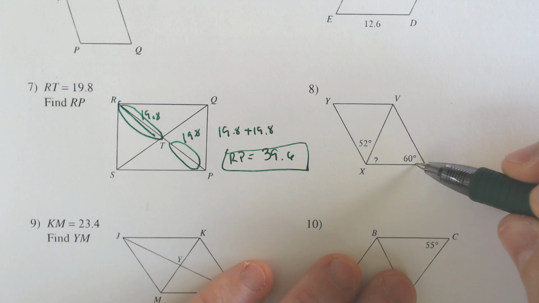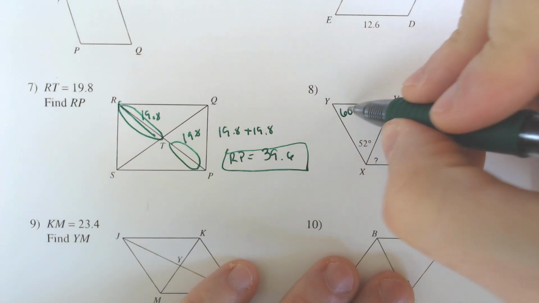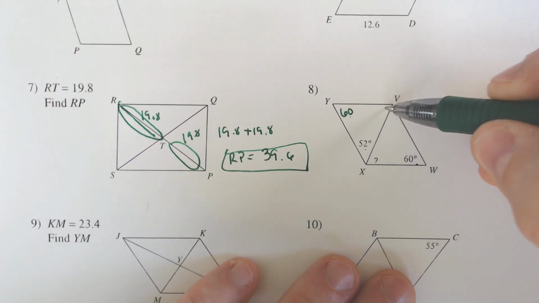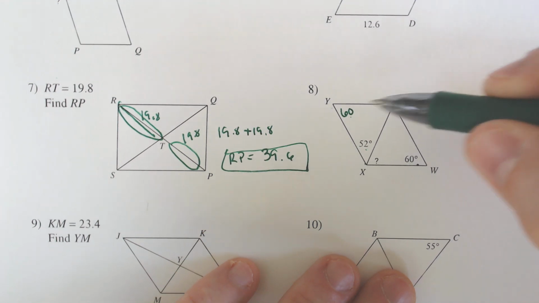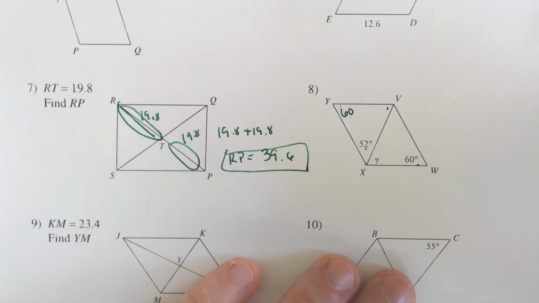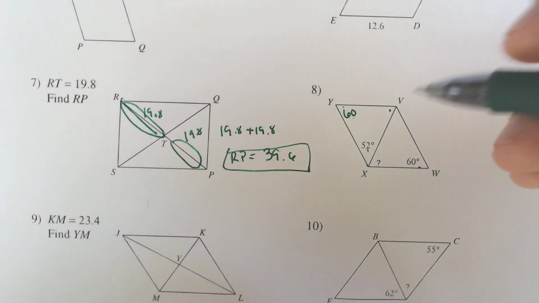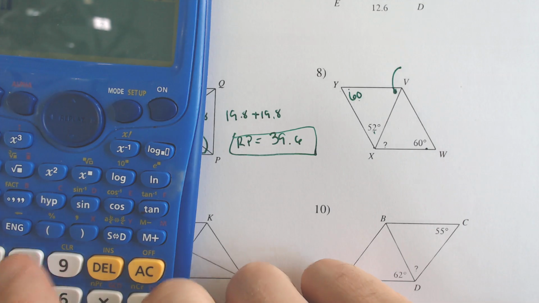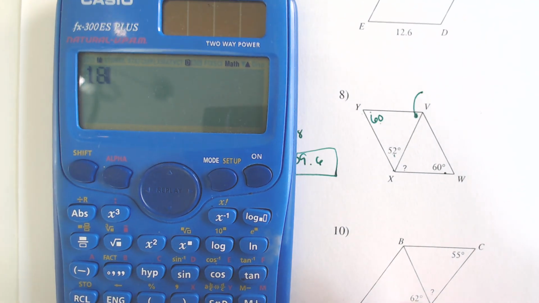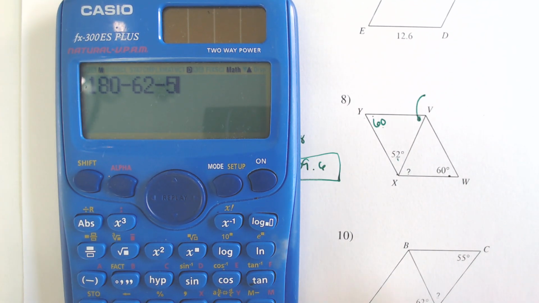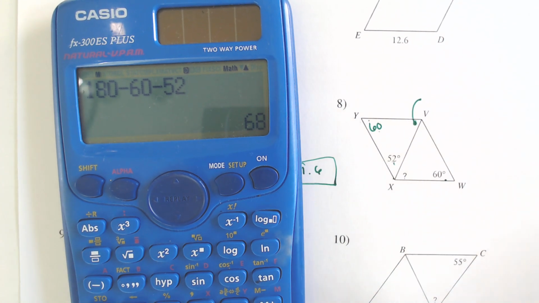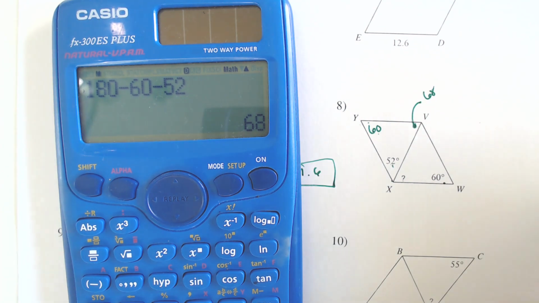Number 8 looks like a different problem as well. We got 60 over here, and that means that 60 is going to be over here. Okay. What else can we do? Well, see how we have a triangle here with Y to X to V? That triangle will have to equal 180 degrees. So I'm going to find this dot right here. Because it's a triangle, it will have to add to 180. So if I take 180 and I subtract the 60 and I subtract the 52, whatever's remaining will be that angle right there.